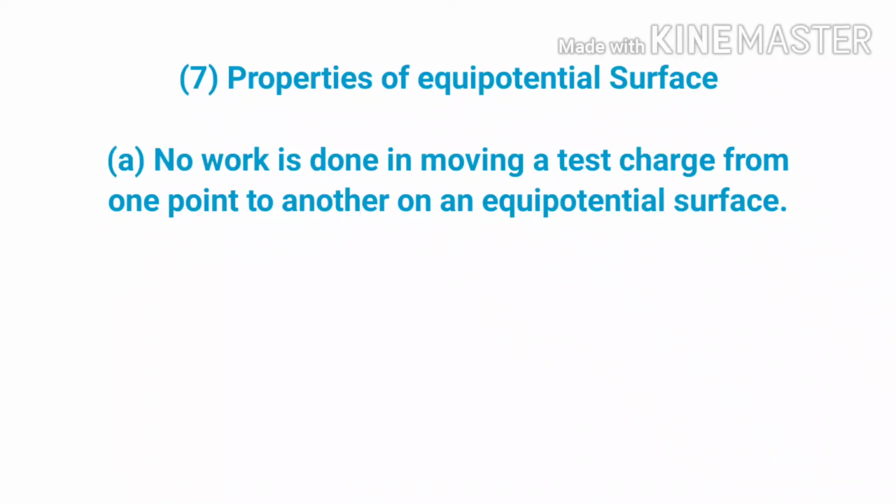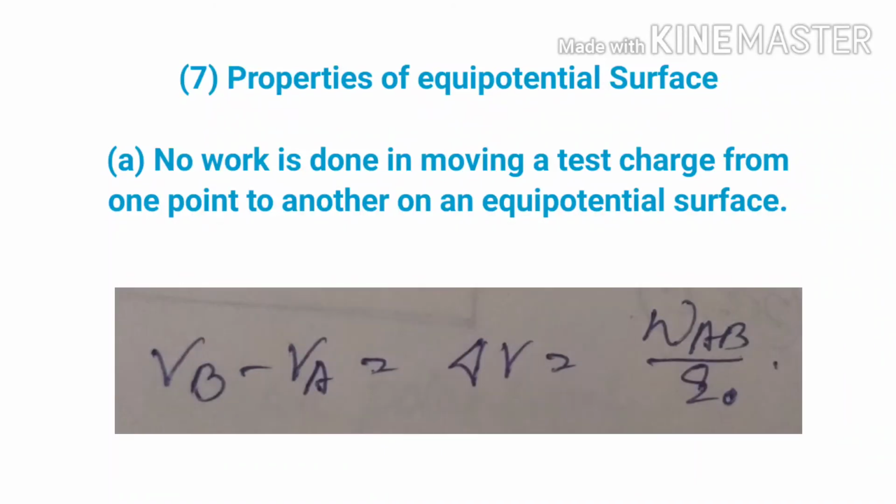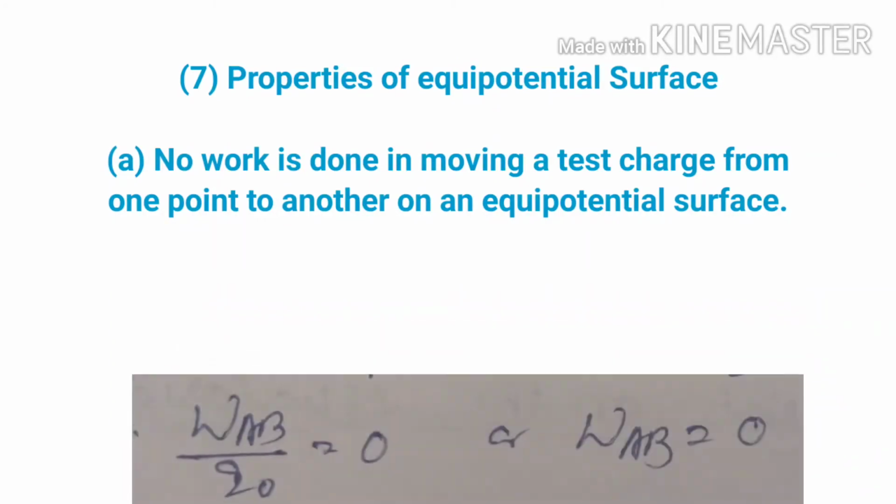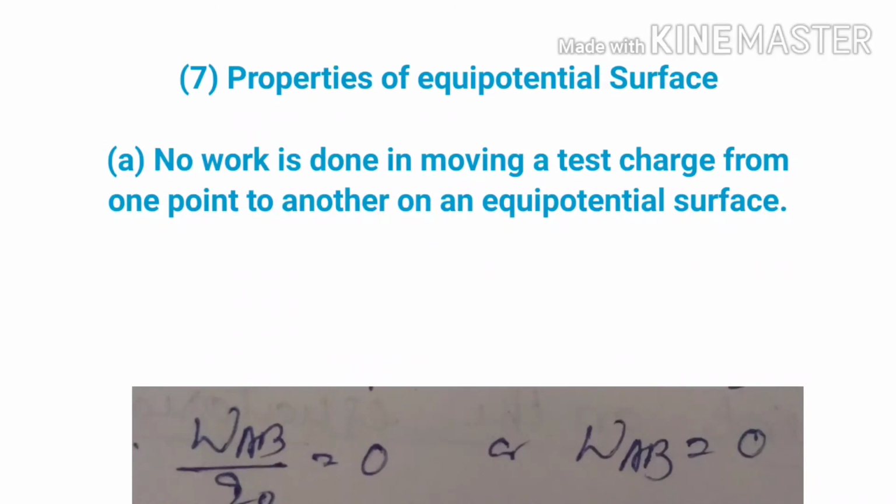Number A, no work is done in moving a test charge from one point to another on an equipotential surface. That is VB minus VA is equal to delta V is equal to WAB by Q0. This is the explanation of work done. Potential difference: if A and B are 2 points on the equipotential surface, then VA is equal to VB, so we can conclude WAB is equal to 0.